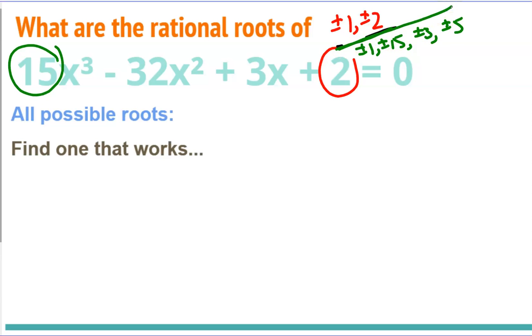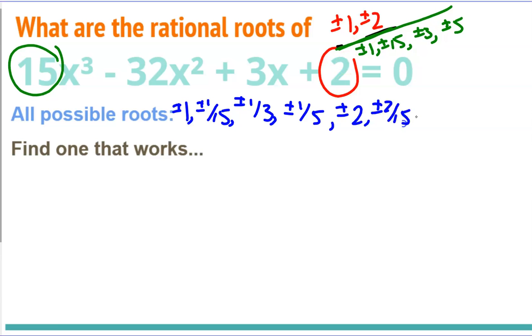So that list is going to be all the division. 1 divided by 1, 1 divided by 15, 1 divided by 3, and 1 divided by 5. Do it again, divide by 2. So we have 2 divided by 1, 2 divided by 15, 2 divided by 3, and 2 divided by 5. That's 8, but it's actually 16 because we have positive and negative. 16 possible places where this could be crossing the x-axis. Okay? Now, find one that works.